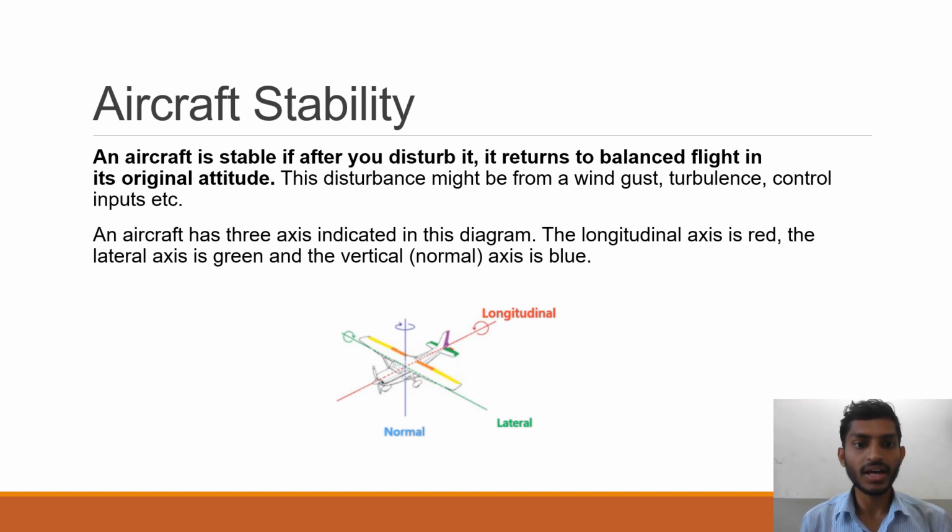An aircraft has three axes. You can see in this diagram: longitudinal, lateral and normal. The longitudinal axis is indicated by a red color, the lateral axis is indicated by a green color, and the normal axis is indicated by a blue color.